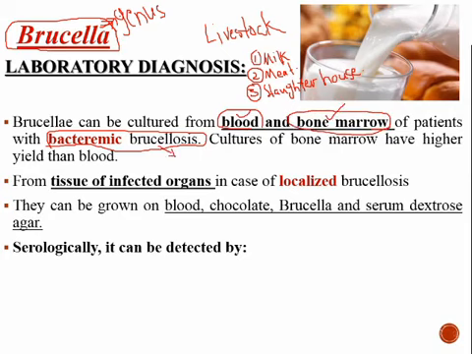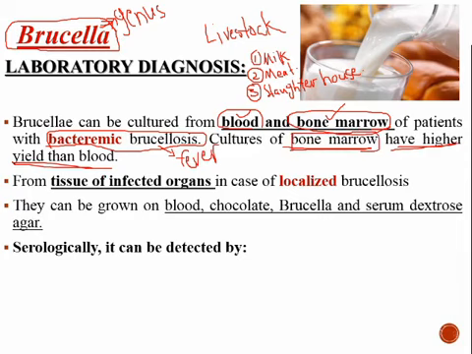This phase is usually characterized by fever. In this phase, you can take a sample from the blood or from the bone marrow, but usually they found that the bone marrow gives a higher yield of Brucella. So it's easier to detect Brucella if you take a bone marrow specimen.